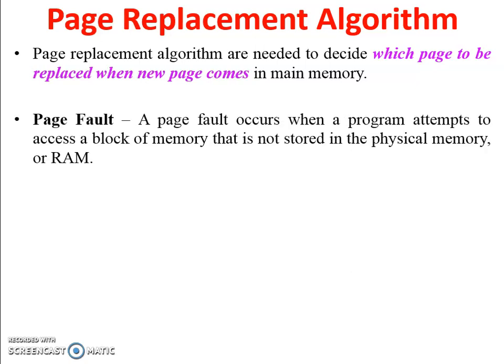Now see the definition of page fault. A page fault occurs when a program attempts to access a block of memory. For example, a program execution is going on and the processor wants to access data from the main memory, or we can say the processor wants to access a page from the main memory and the page is not available inside the physical memory. So this is called a page fault.